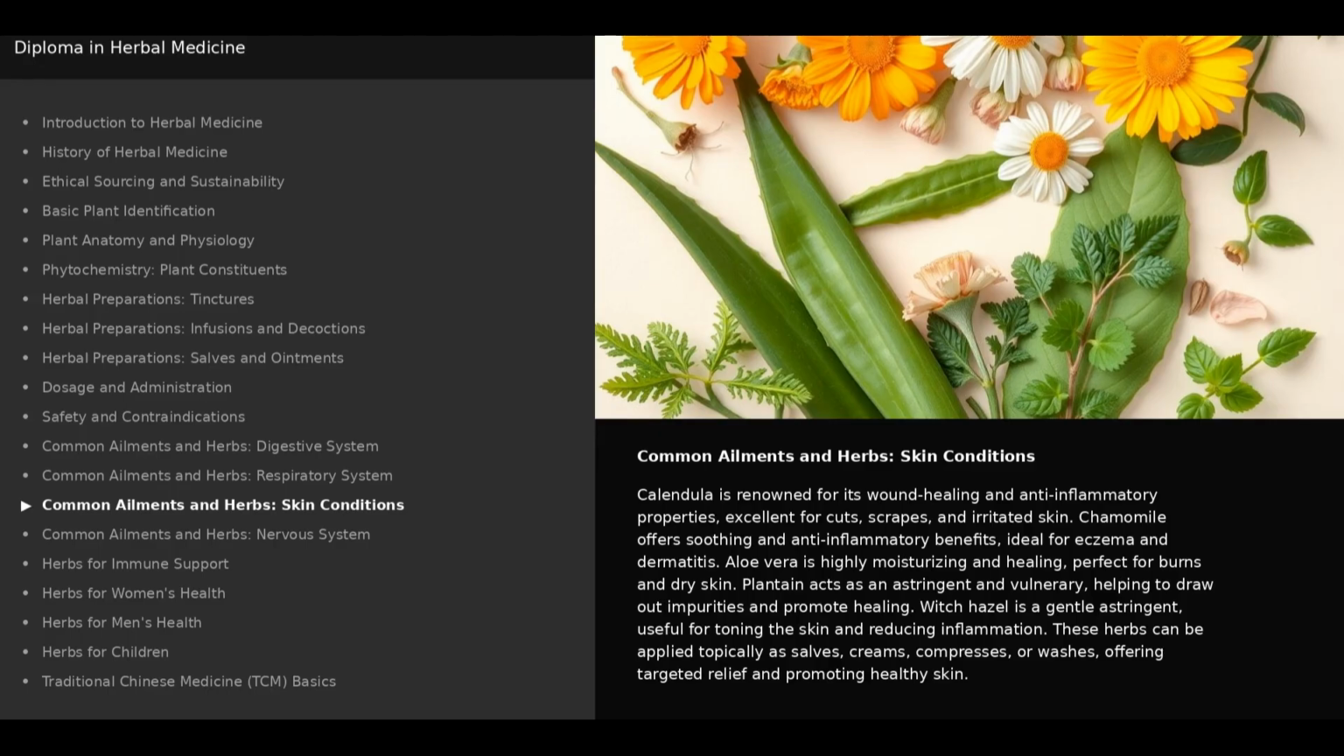Plantain acts as an astringent and vulnerary, helping to draw out impurities and promote healing. Witch hazel is a gentle astringent, useful for toning the skin and reducing inflammation. These herbs can be applied topically as salves, creams, compresses, or washes, offering targeted relief and promoting healthy skin.